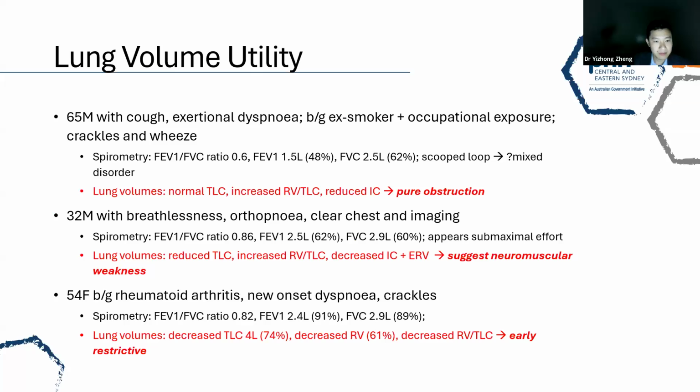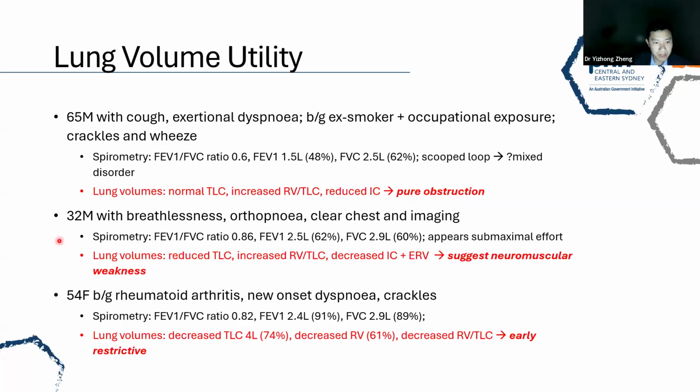So, lung volume utility. The previous case already highlighted it in a way, but here are some cases where lung volumes proved useful. First case, a 65-year-old with cough, dyspnea, smoking and occupational exposure, with crackles and wheeze. This is the FEV1, FVC. You've got a scooped or scalloped loop. Is this a mixed disorder with a reduced FVC? And just like the previous case, the lung volume demonstrated a normal TLC, increased RV to TLC ratio, and reduced inspiratory capacity indicative of gas trapping. So it suggests pure obstruction rather than concurrent restriction.